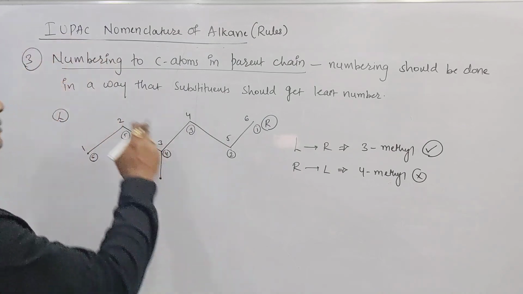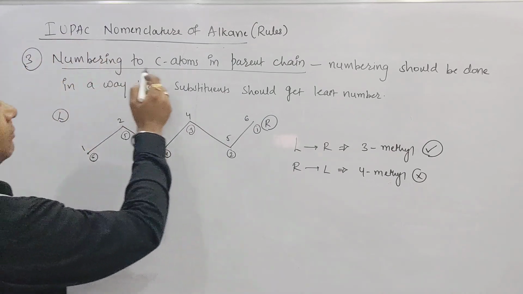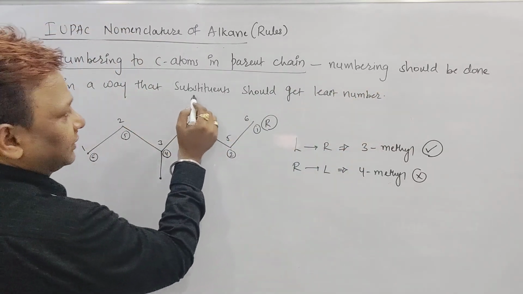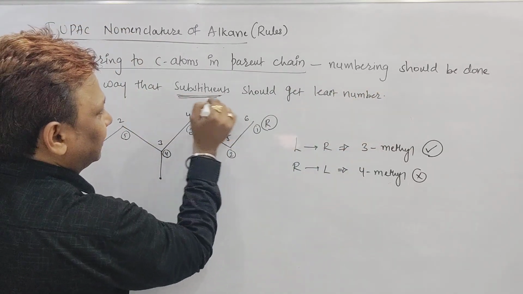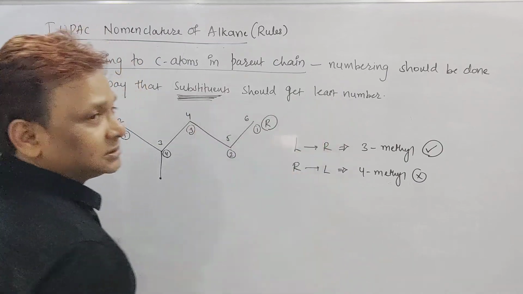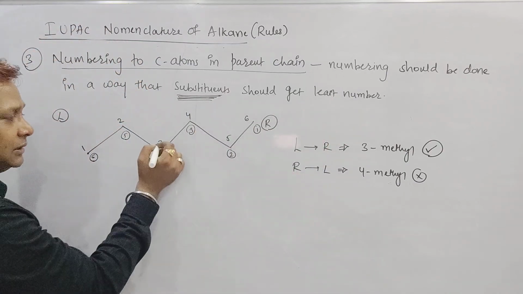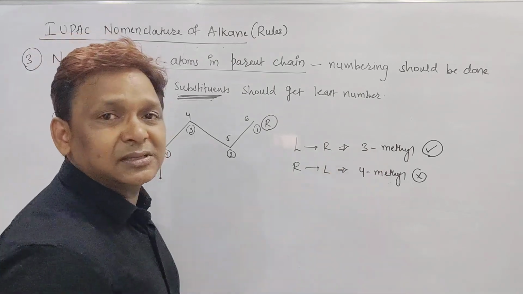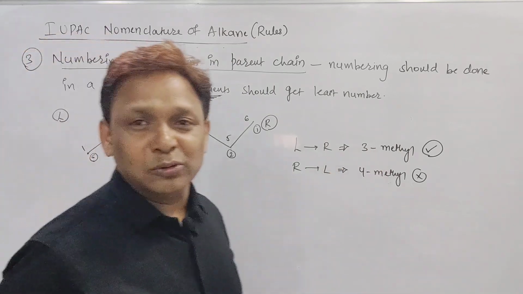Because according to the rule, numbering to the carbon atoms in the parent chain should be done in such a way that our substituent should get the least number. Getting 3 is lower than 4. So this numbering is correct, this numbering is wrong. Till now 3 rules are over, beta.